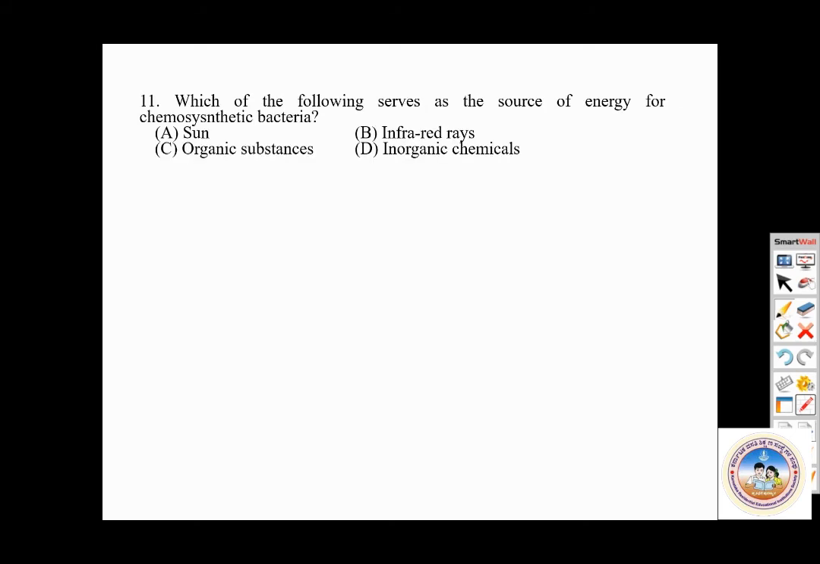You would have come across this in ecosystem. Which of the following serves as a source of energy for chemosynthetic bacteria? Of course, the sun is not the source. Why? Chemosynthetic means it depends upon chemicals. Now whether it is organic or inorganic is the point. It is none other than inorganic. So from the inorganic they produce organic substances.